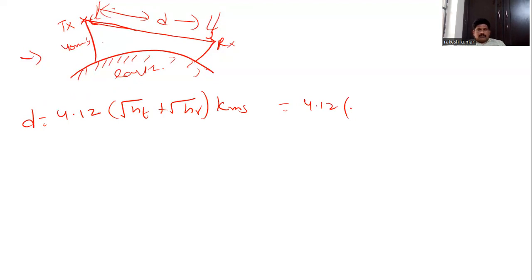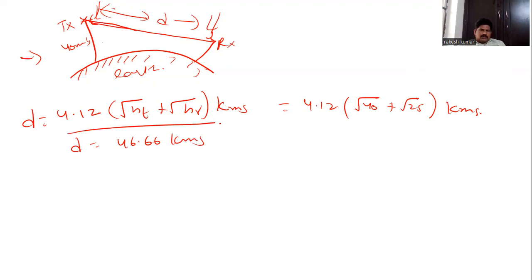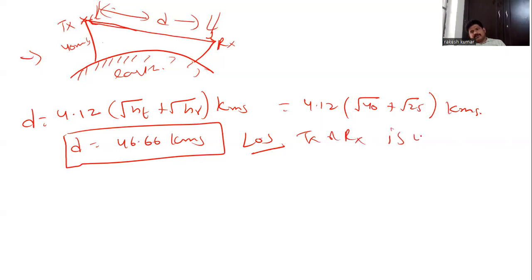So simply substitute: 4.12 into root 40 plus root 25, that is in kilometers. So D is equal to 46.66 kilometers. So the line of sight distance between the transmitting antenna and receiving antenna is 46.66 kilometers.